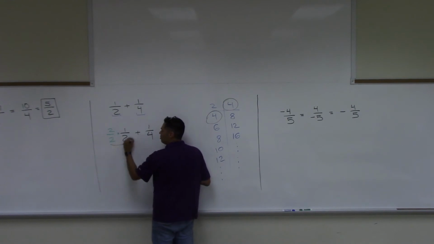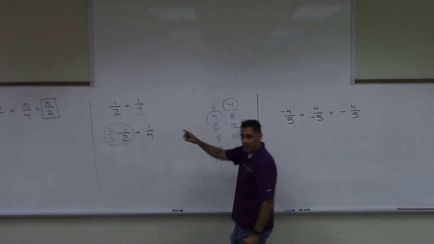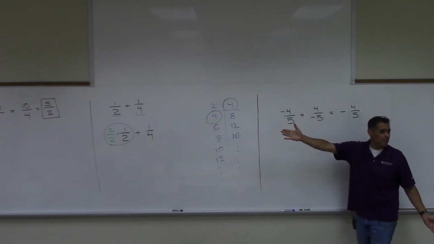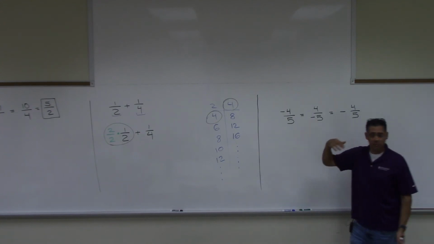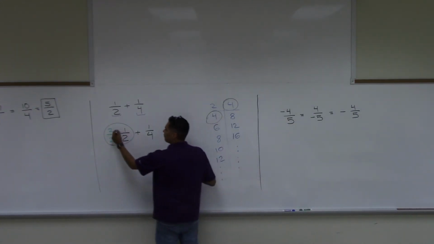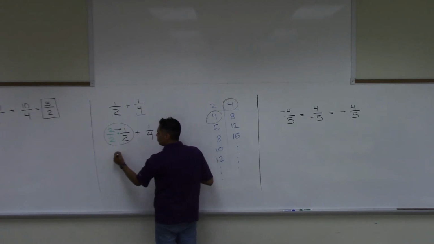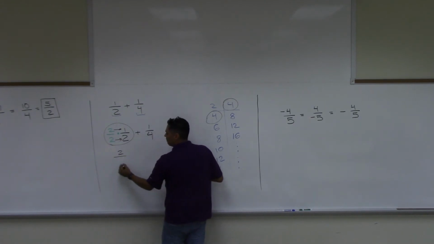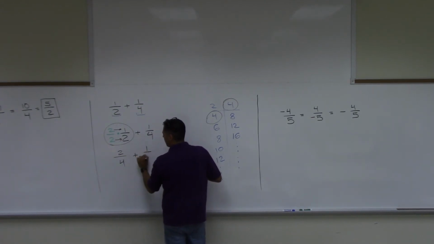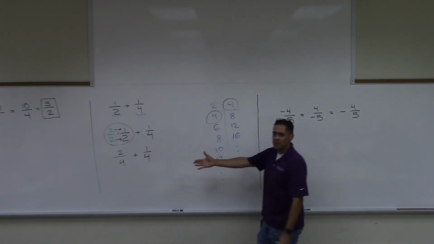So now, do you know how to multiply? Didn't we talk about how to multiply fractions earlier? Straight across? So multiply those, you get 2, multiply those, you get 4, add together. Now they have the same denominator.